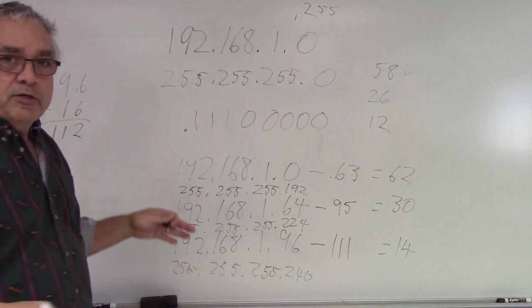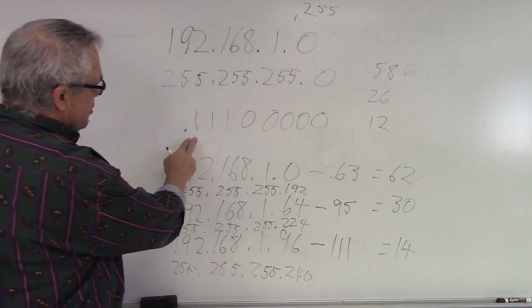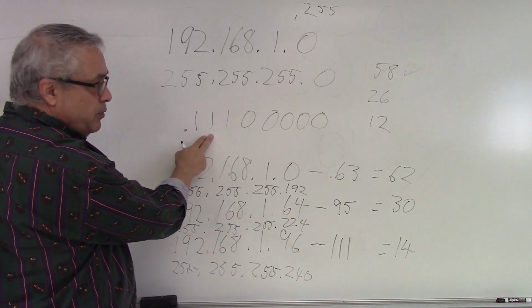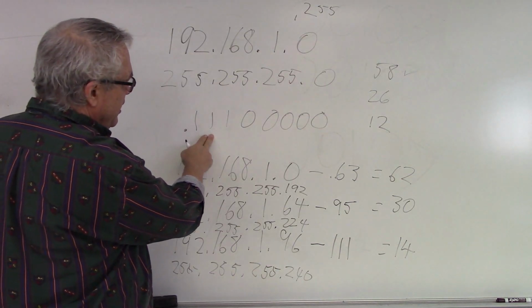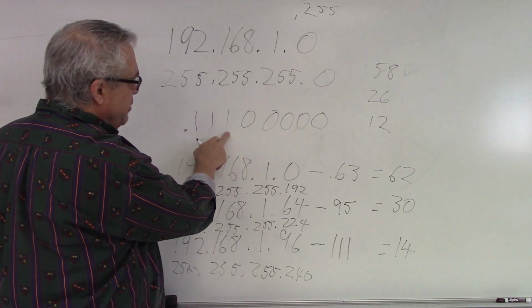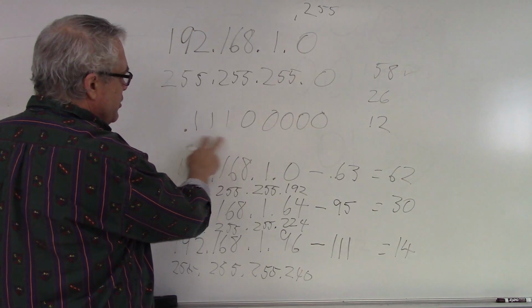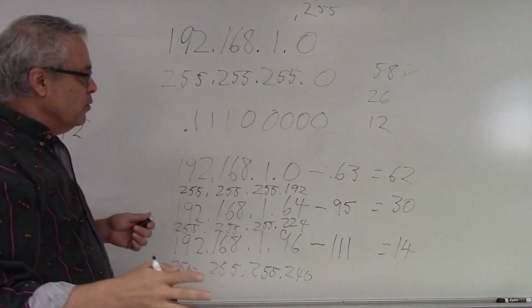Okay, so now what does our subnet mask look like? Well, it's going to be 128 plus 64, which is 192. That's what we had originally. Okay, and then we're going to add another bit, which is 32. This is the 32 column. So with a total of 224.